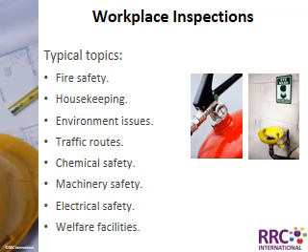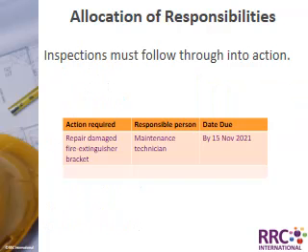The typical topics of the workplace inspection are fire safety, housekeeping, environmental issues, traffic routes, chemical safety, machinery safety, electrical safety, and welfare facilities. The allocation of responsibilities should include the action required, the responsible person, and the date due.